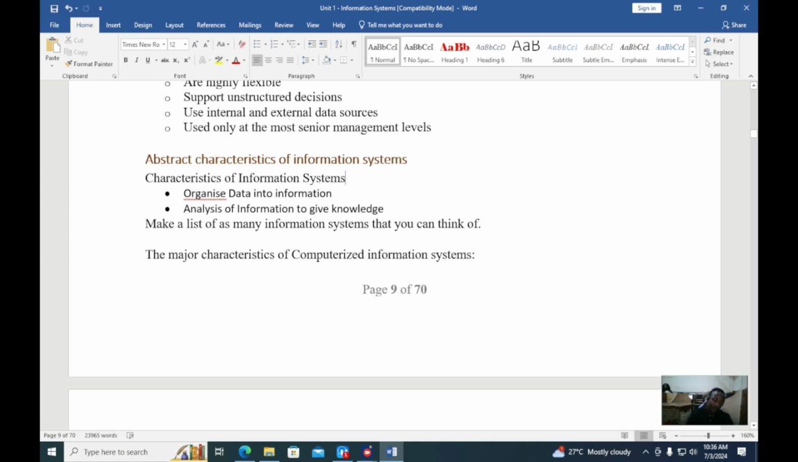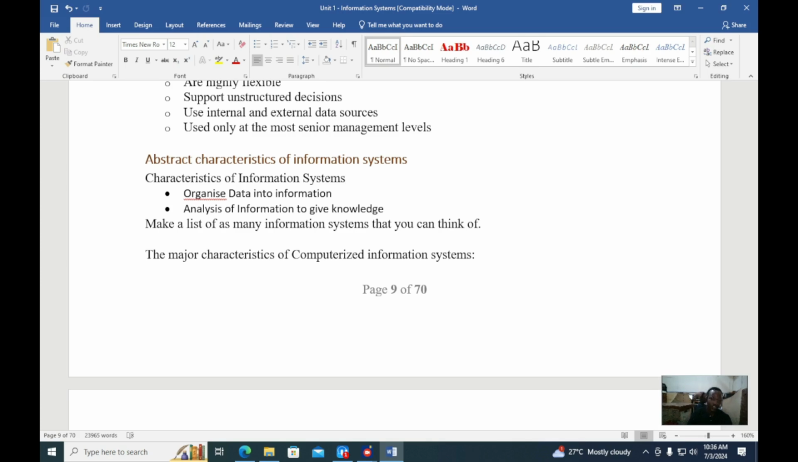Okay, so those are the different types of information systems. Now we need to look at what are the characteristics of information systems. So we're going to look at the abstract characteristics of information systems, and the first one is an information system should have characteristics such as organizing data into information.